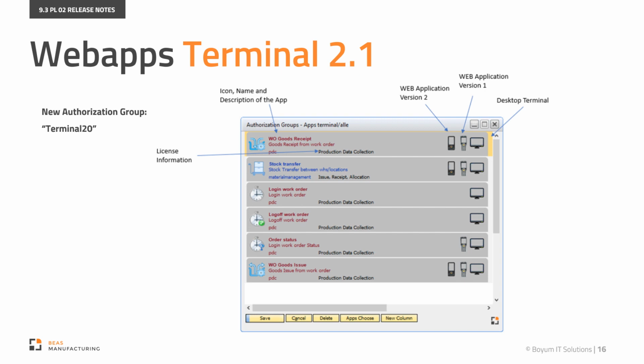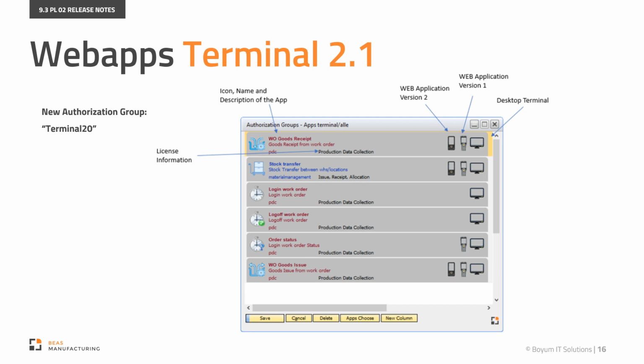For supporting the new web app version 2.1, a new application group called Terminal 20 is available. For definition of basic settings and authorization groups, we only use the program group Terminal, which is the old web application and desktop terminal, together with a new web application. All definitions can be made in Human Resources, Master Data, Terminal Functions menu entry as for the old web apps.